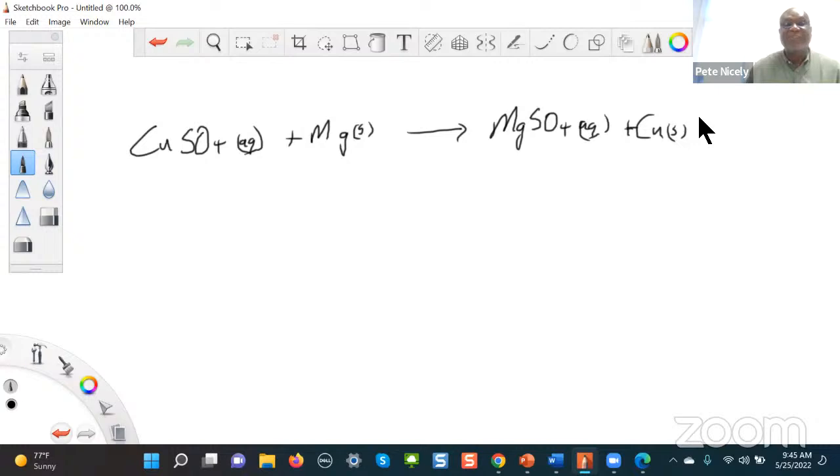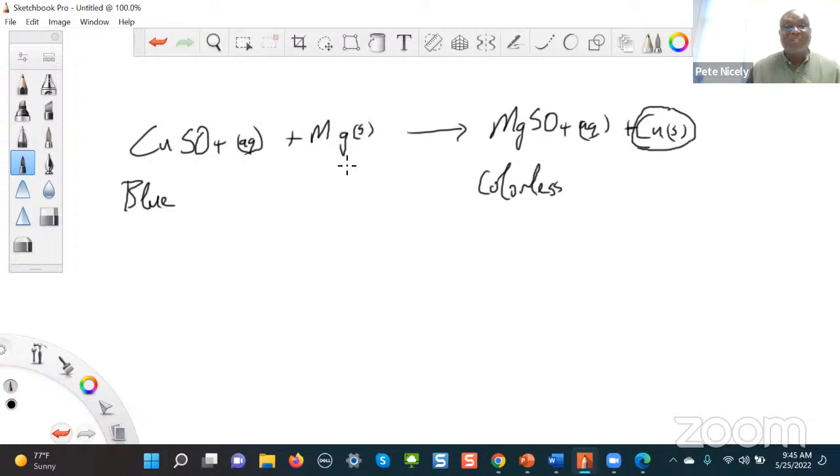So as I said before, the original solution of the copper 2 sulfate is blue, all right? And the magnesium sulfate, which would be formed in the aqueous solution, is colorless, all right? So that's the reason why we see the solution become more and more colorless as the reaction progresses. Now, remember I said that there will be a deposit that would be left on the remaining magnesium that did not react. And that deposit will be the copper solid that is formed, all right? So this is the overall equation for this reaction.